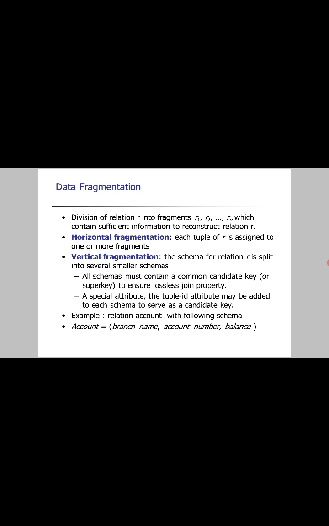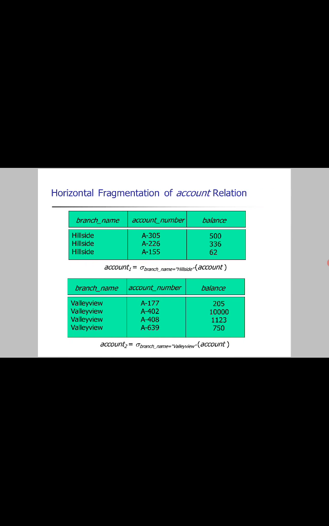There are two kinds of fragmentation: horizontal fragmentation and vertical fragmentation. Horizontal fragmentation means each tuple of R is assigned to one or more fragments. A tuple means a record. Vertical fragmentation means the schema for R is split into several smaller schemas.